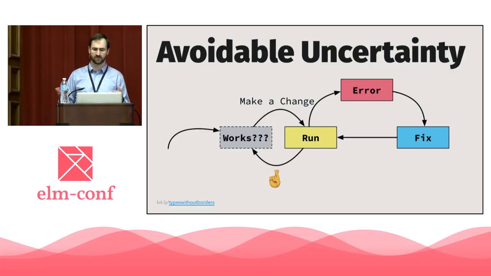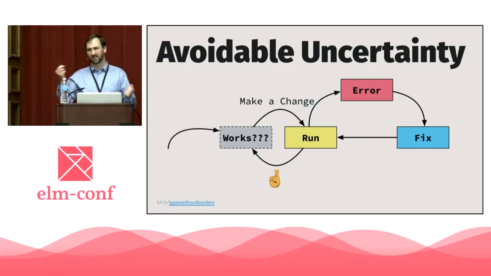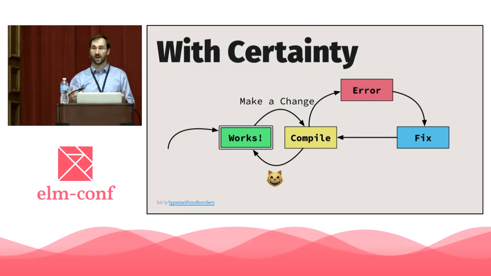So if we get any errors, like JSON decode errors, we fix them. We run it again until there are no more errors. And then finally, we cross our fingers, and we hope that our app is working. We're pretty sure it is. So that's not really what we signed up for working with Elm. We want to operate in this world with certainty, where if it compiles, it works.